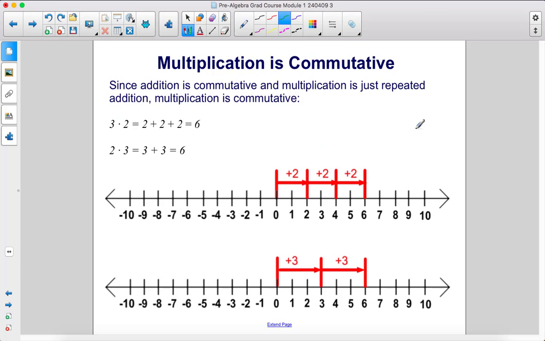Since addition is commutative and multiplication is just repeated addition, multiplication is commutative. 3 times 2 is 3 groups of 2. 2 plus 2 plus 2 is 6. 2 times 3, you can say 2 groups of 3. 1 group, 2 groups of 3. 3 plus 3, start at 0, add 3 more, you still get 6.